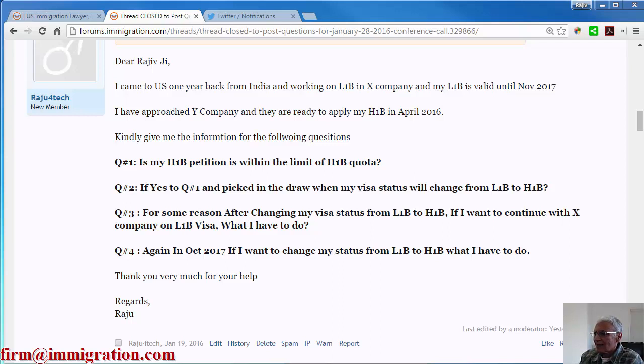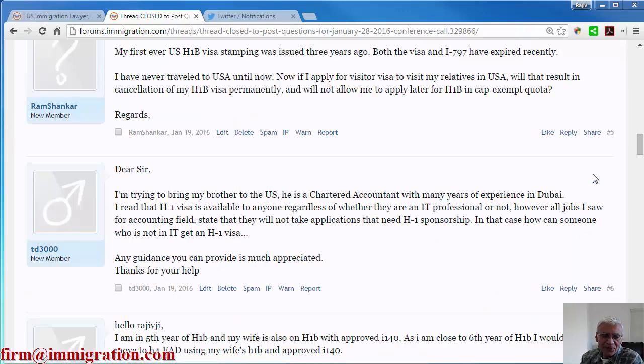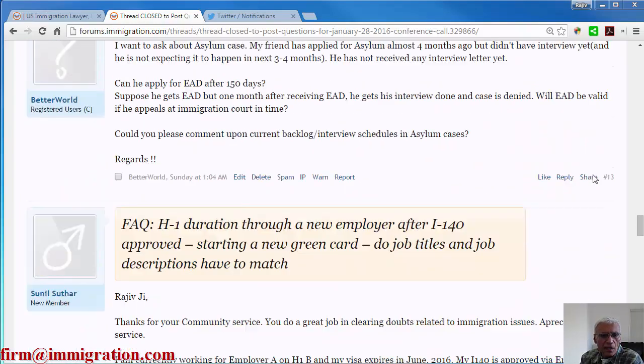Bye. Raju has become quite the technical guy. It says COS, not change of status. I know most of us, when you spend time with immigration law so much, you become half immigration lawyers yourself. Okay, let's go on to the next frequently asked question.